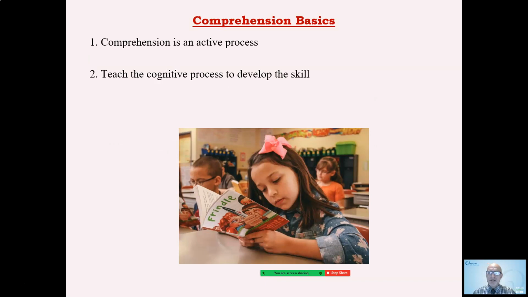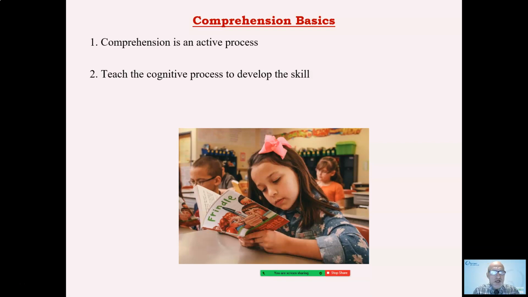But first of all, comprehension is an active process. You can't be comprehended at. You have to do something with your brain. You have to be actively engaged, even at a very minute level. So, it is a cognitive process, something you do. It's a thinking process. It is creating meaning with print. And you've heard me say this before. We teach the process to develop the skill.